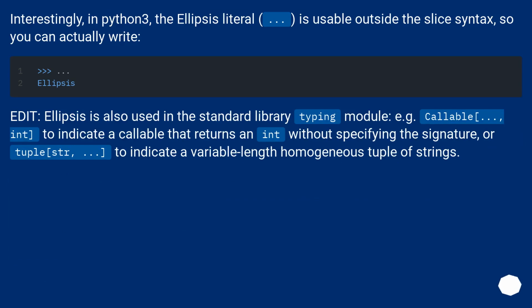Interestingly, in Python 3, the Ellipsis literal, dot dot dot, is usable outside the slice syntax, so you can actually write it. Edit: Ellipsis is also used in the standard library typing module, for example Callable[..., int], to indicate a callable that returns an int without specifying the signature, or Tuple[str, ...], to indicate a variable length homogeneous tuple of strings.